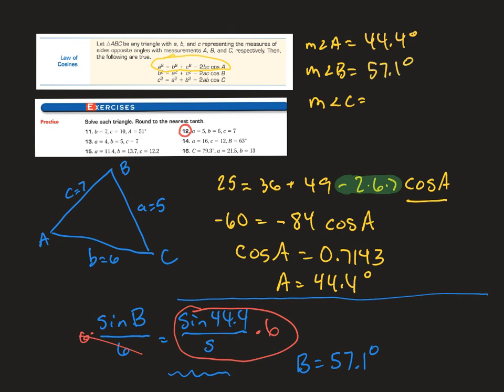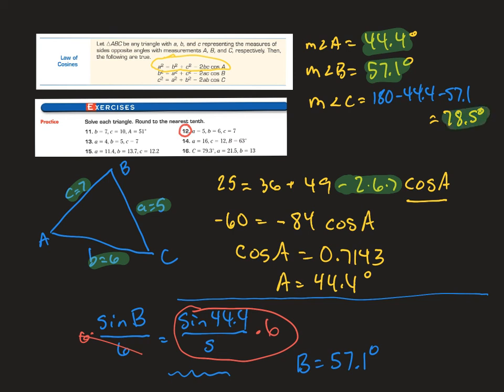And then to finish this off, let's just subtract from 180. There's no reason to run through all that again. So 180 minus 44.4 minus 57.1, and that's going to equal 78.5 degrees. So for this triangle, we know that we were given the three sides of 7, 5, and 6. And now we know that the three angles are 44.4, 57.1, and 78.5.